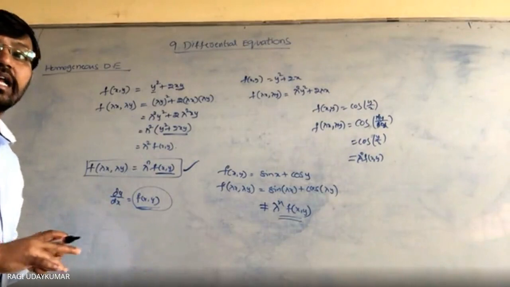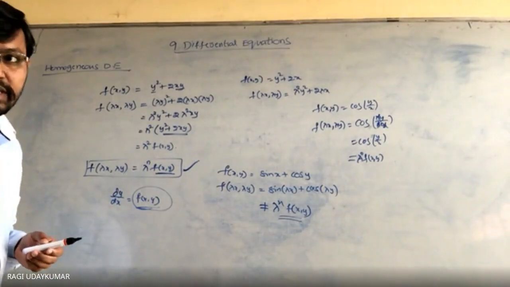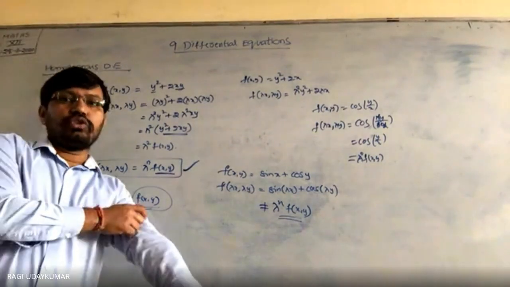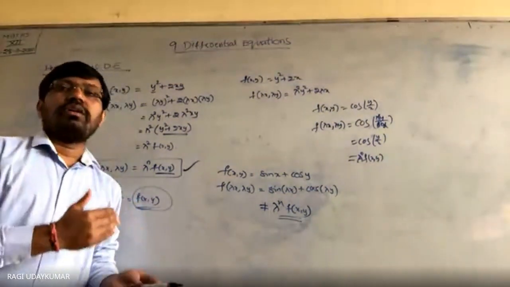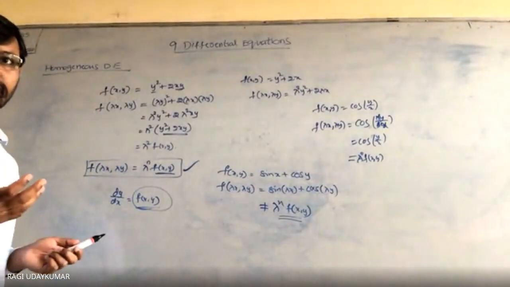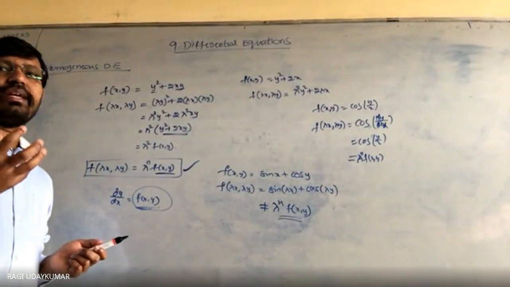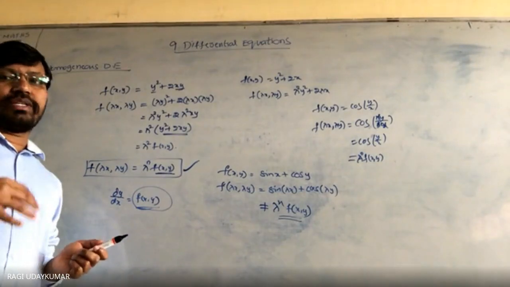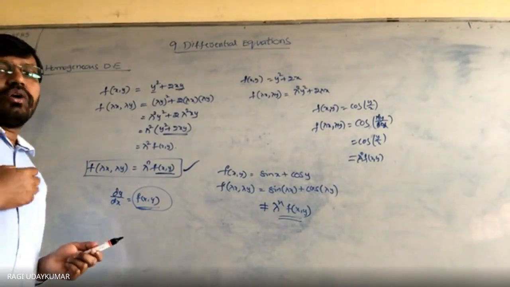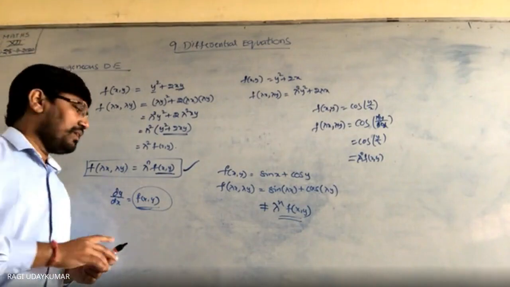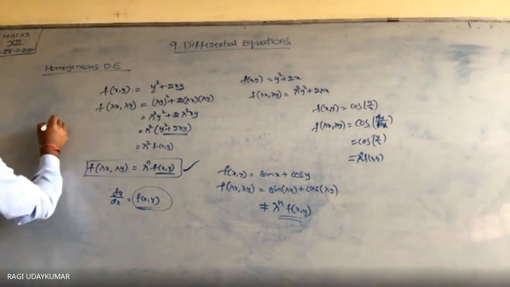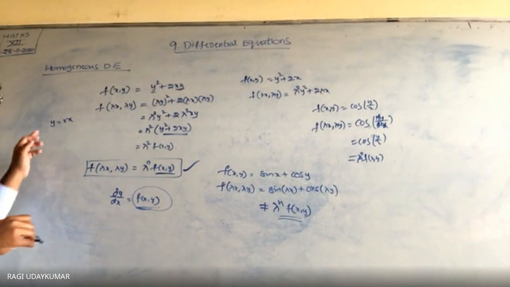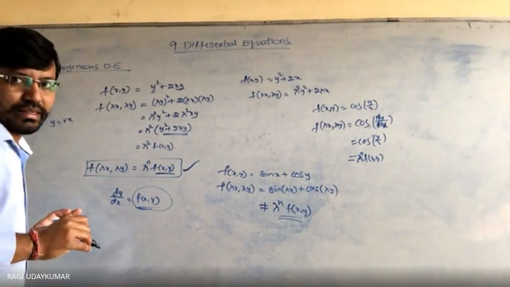And how do we solve these types of homogeneous differential equations? In the exercise, we will take solution problems. First you need to check whether it is homogeneous or not. After checking that, you have to apply the method. What is the method? In this you are going to substitute y is equal to vx, that is, y by x is equal to v.